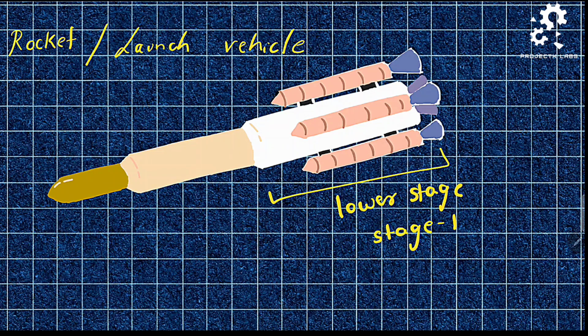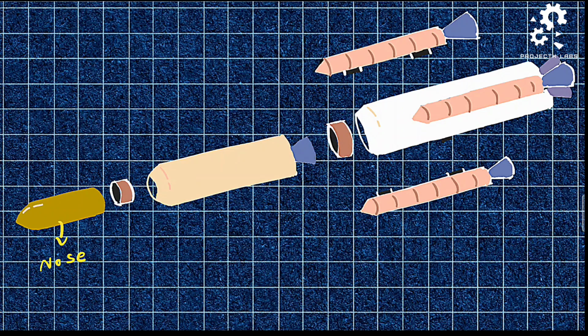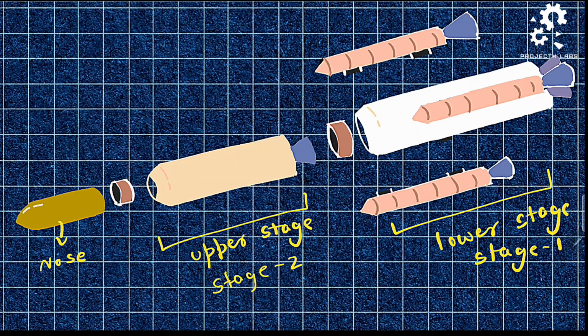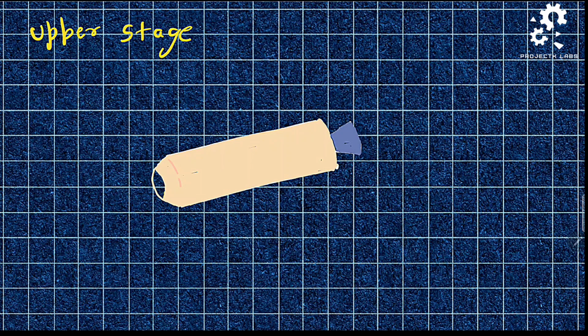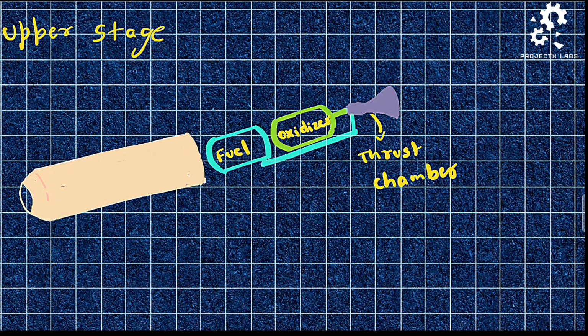After the completion of the lower stage, we will head on to the upper stage, or stage 2. Here, the lower stage and upper stage are connected by means of a structure called the interstage. The interstage also connects the nose to the other stage. The upper stage basically holds a liquid rocket engine and the working is the same as previously mentioned, but it operates at higher altitude and is a part of series staging.